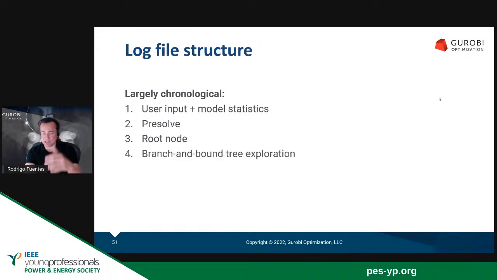Then we have a section of the log for the branch and bound, where we start doing branching on the nodes. If you recall, for every branch, you do an LP relaxation, we compute the value, and we try to find a feasible solution with heuristics. So that part is shown in the branch and bound tree exploration section of the log. And once we find a solution of a problem, either because we find the optimal solution or because we reach a termination criteria provided by the customer, we show some termination statistics about the time spent, the work spent, the objective value, the gap, and things like that. So let's go over each of these.